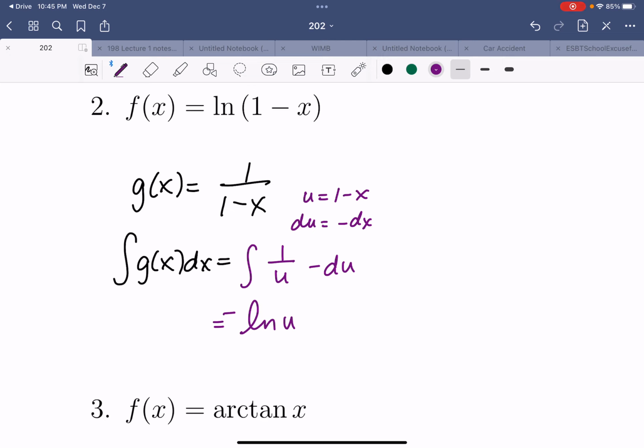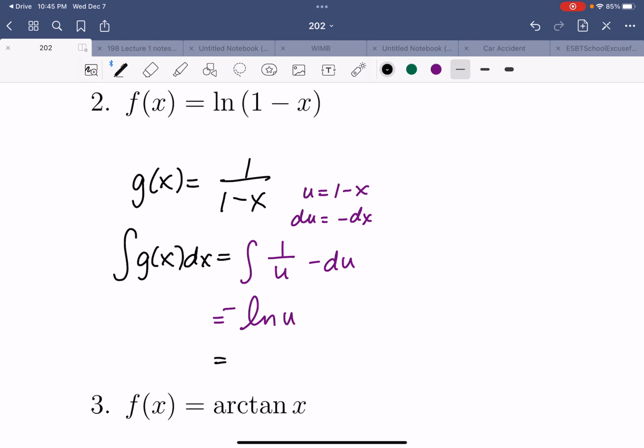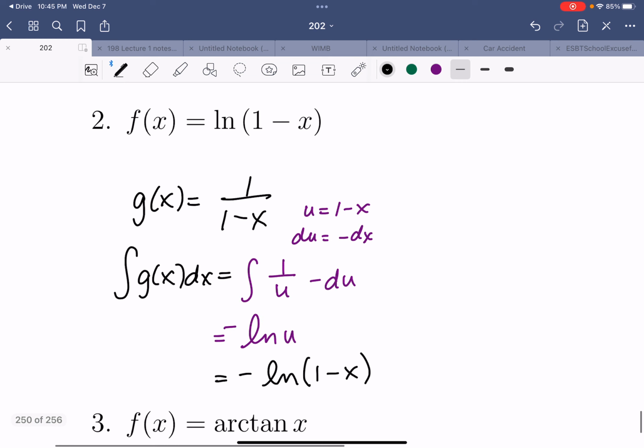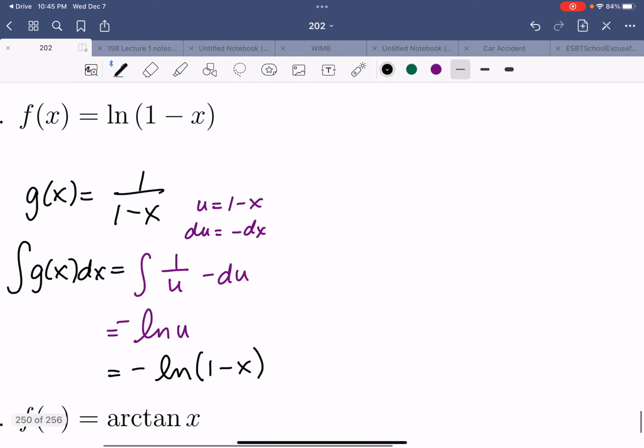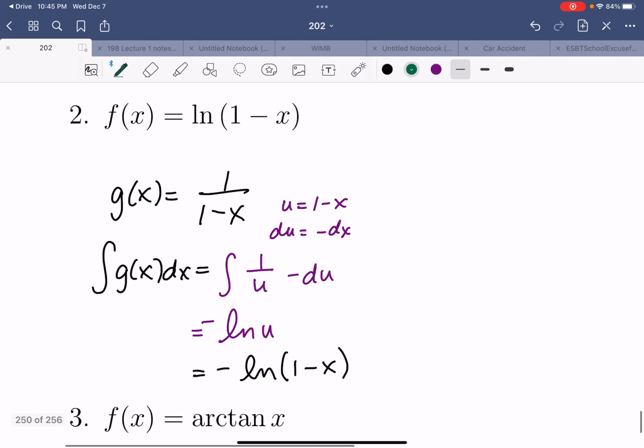And so our final answer here is going to be, let's see, negative natural log of 1 minus x, which is close to what we have, okay? We have the opposite of that. So what we need to do is take the negative integral, okay? So the negative integral will get me my function.